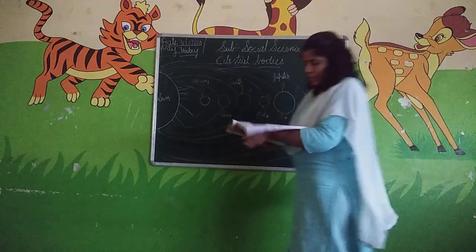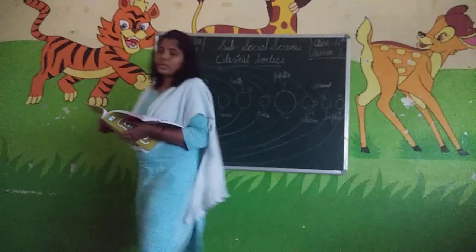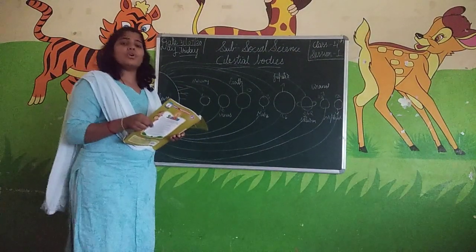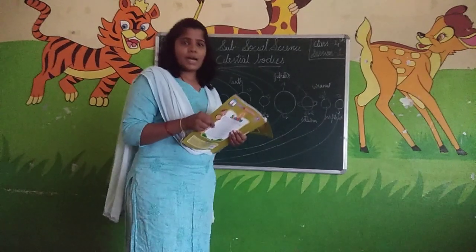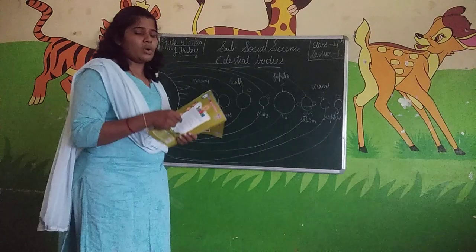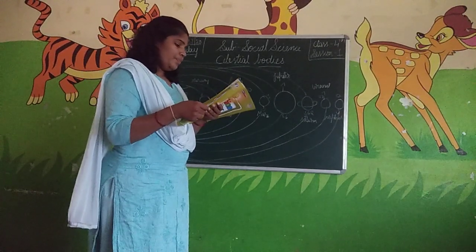Okay students, let's continue this lesson. This is your project work. You have to take a chart and draw the solar system on the chart and color it, and name the planets and the sun also.